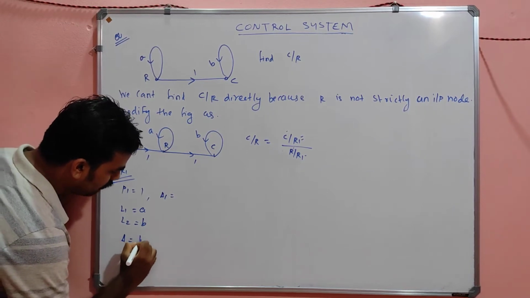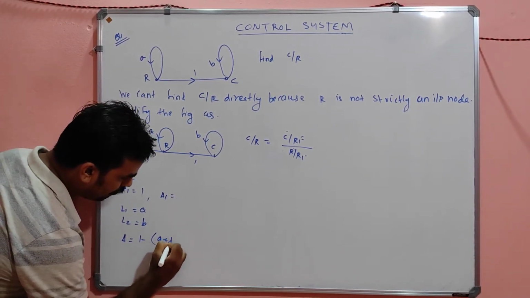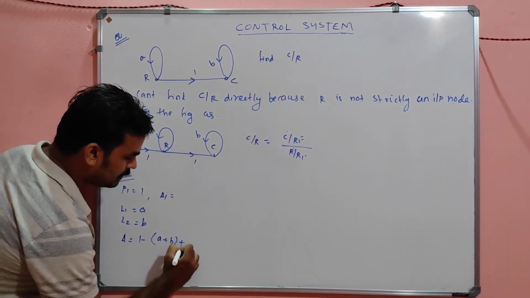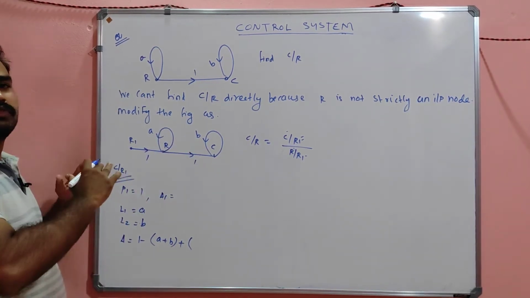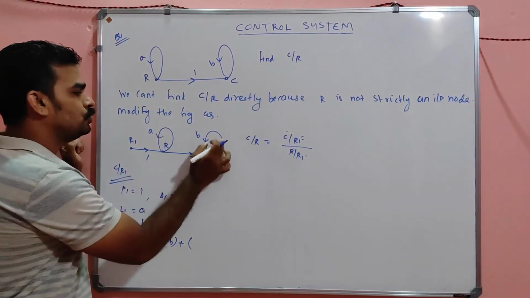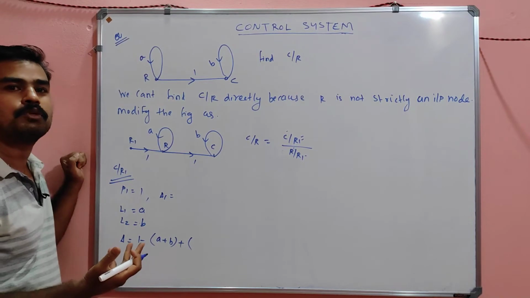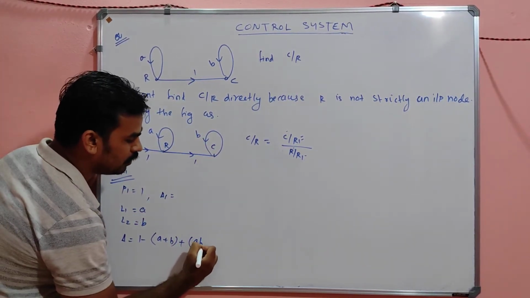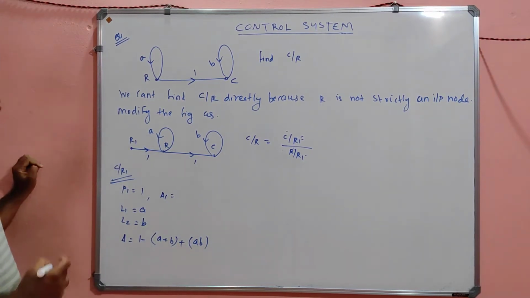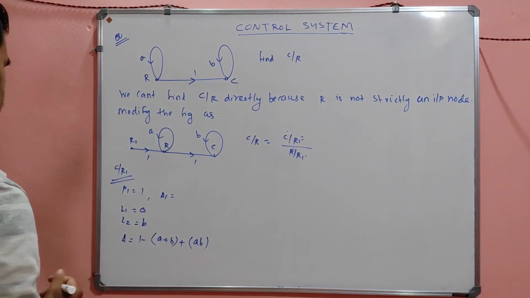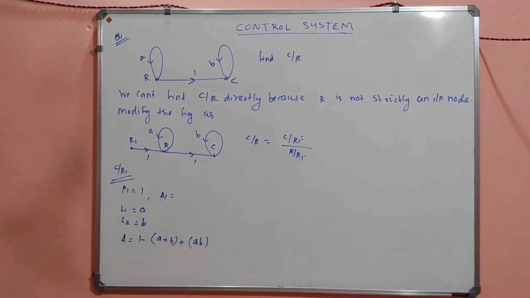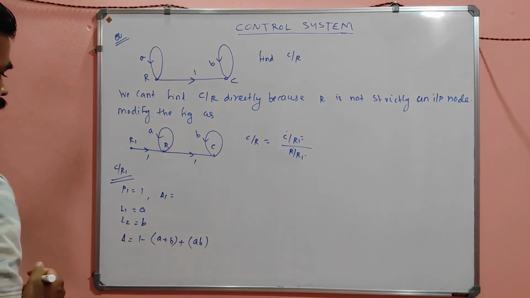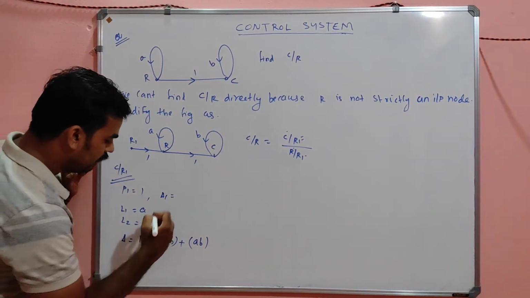Del is nothing but 1 minus the individual loops, that is A plus B, plus the sum of products of two non-touching loops. Now A is one loop and B is another loop, so they are non-touching. So plus AB. So del is 1 minus (A plus B) plus AB. Is it correct?